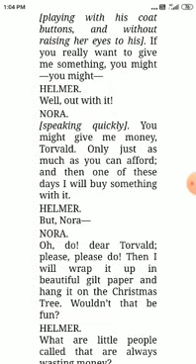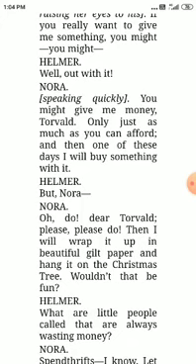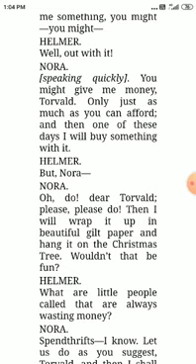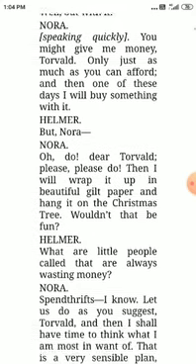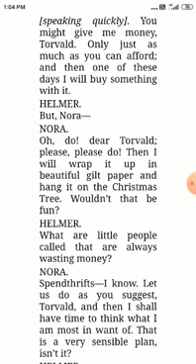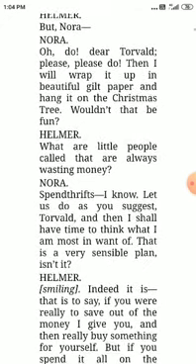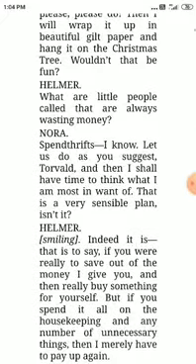Helmer: But Nora? Nora: Oh, do, dear Torvald, please do. Then I will wrap it up in beautiful gilt paper and hang it on the Christmas tree. Wouldn't that be fun? Helmer: What are the little people called that are always wasting money? Nora: Spendthrifts, I know. Let us do as you suggest, Torvald, and then I shall have time to think what I am most in want of. That's a very sensible plan, isn't it?